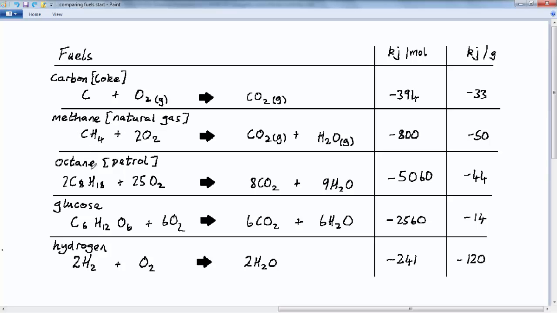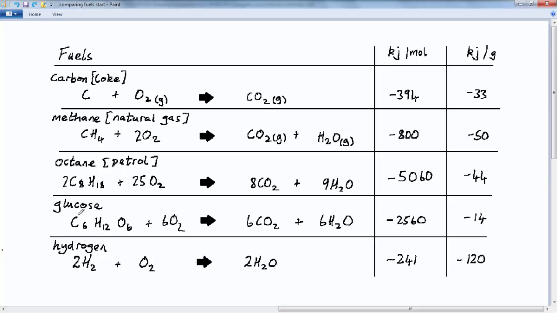And then you've got octane, which is the principal molecule in petrol, and then we've got glucose, an example of a carbohydrate, and our friend hydrogen at the end. Again, when these react, as I mentioned just before, with carbon you get carbon dioxide. With the hydrocarbons, methane and octane, you're going to get carbon dioxide and water, and obviously these equations are balanced.